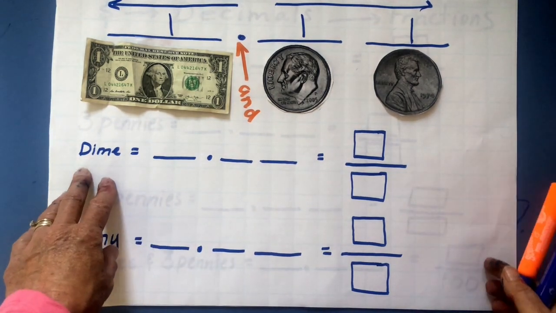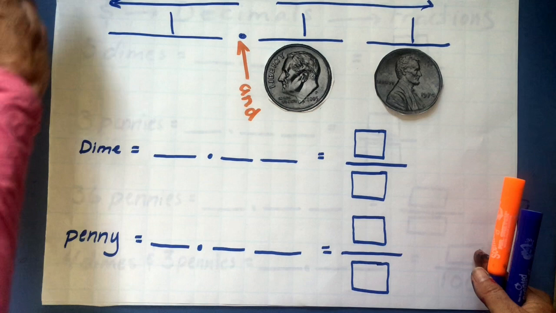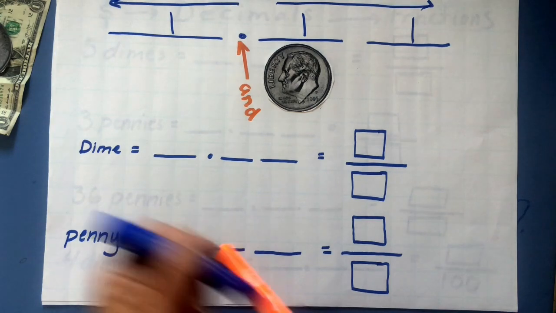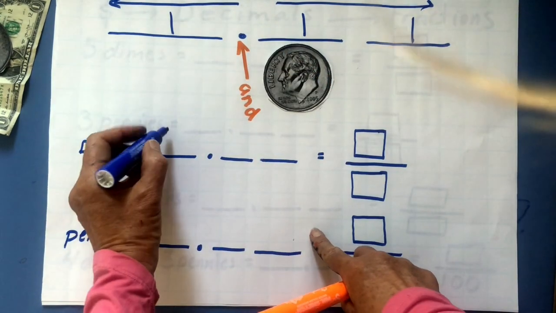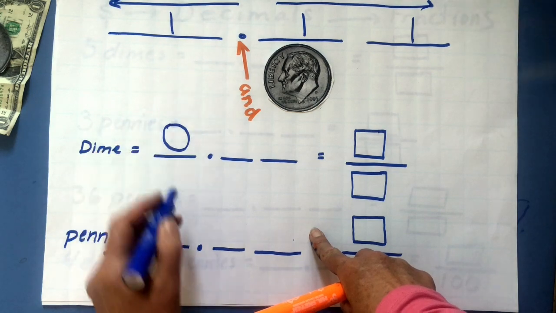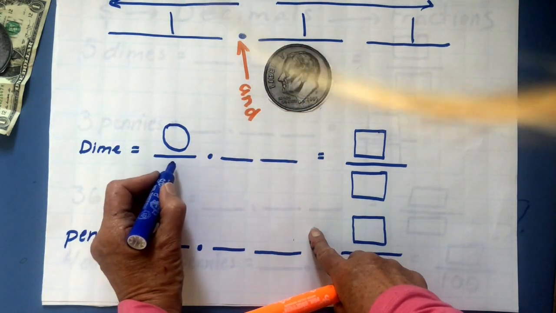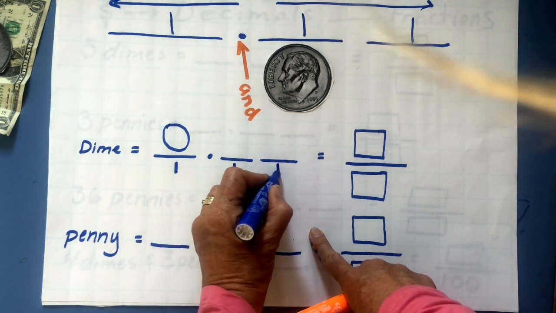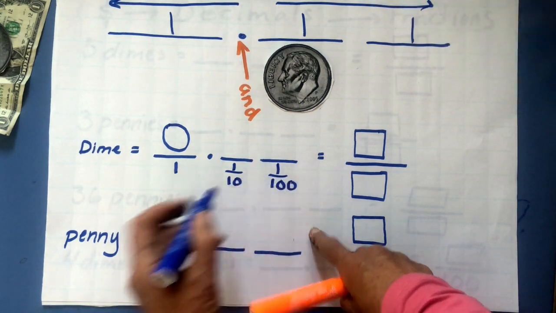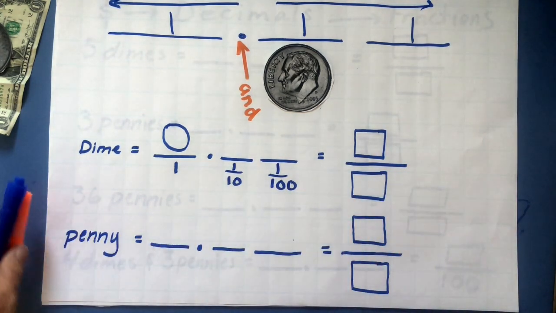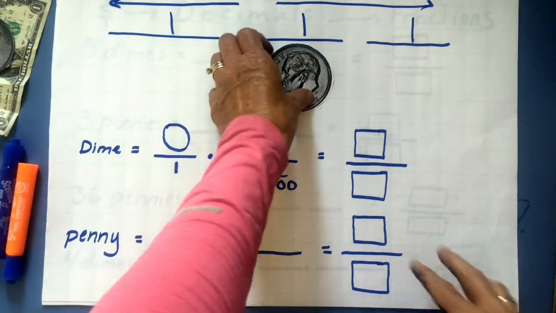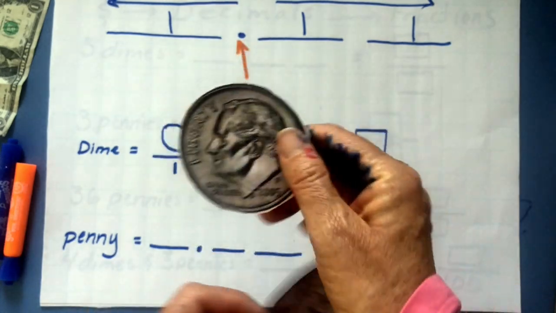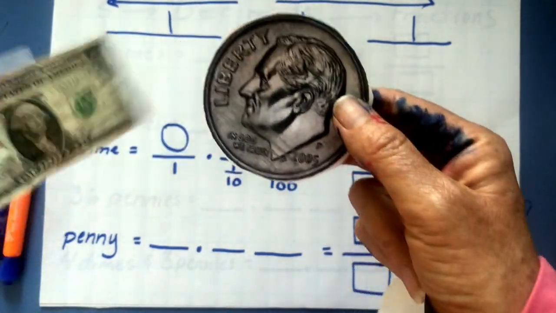Now let's think if we just had a dime. So I'm going to take away the dollar. I'm going to take away the penny. So this would be, looks like we have no dollar bill, so $0, and we have 1 dime. So let's say, remember, this is the ones, this is the tenths, and this is the hundredths. Okay. Now, before I go any further, we know for dimes, how many dimes does it take to make $1?